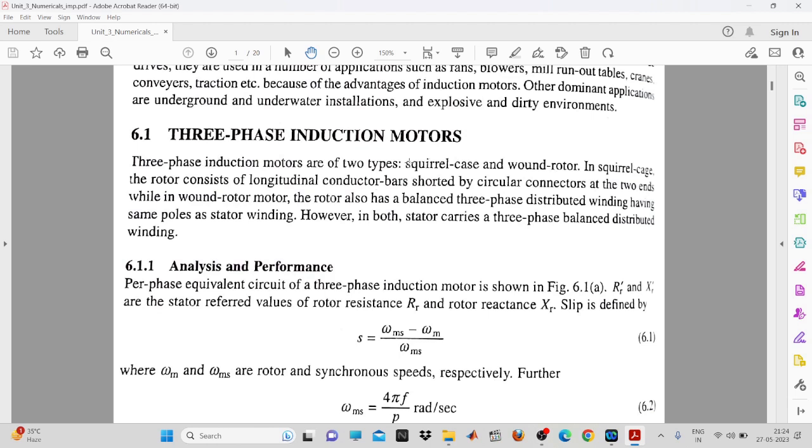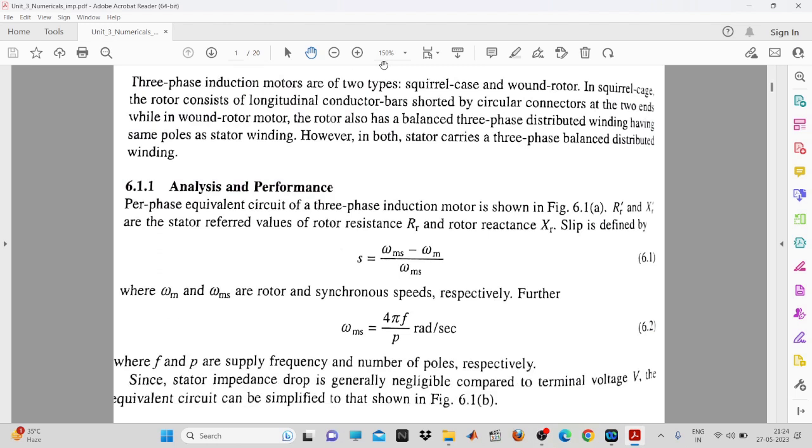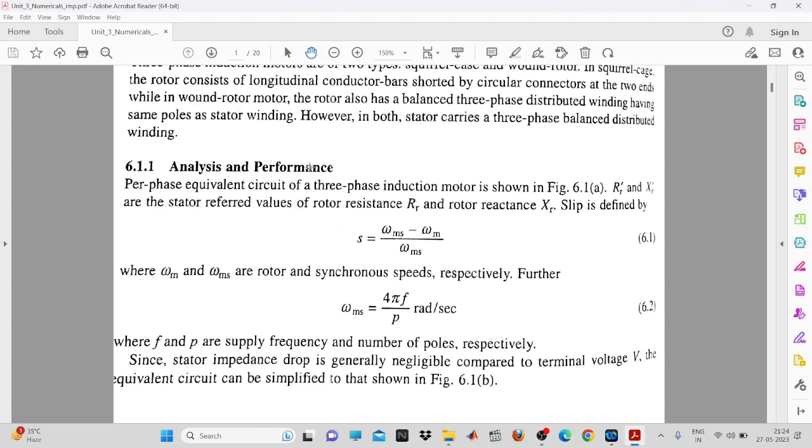I won't be going into that much detail. I'll be telling you some formulas, and based on the formulas, we'll try to solve some numericals. Basically, in an induction motor there are three important parts. The first one is the stator, the second one is the air gap, and the third one is the rotor.